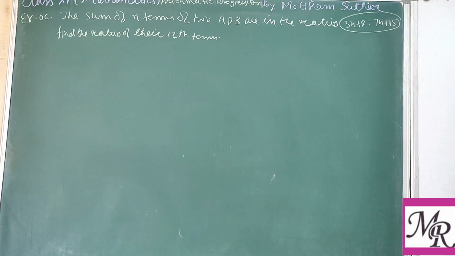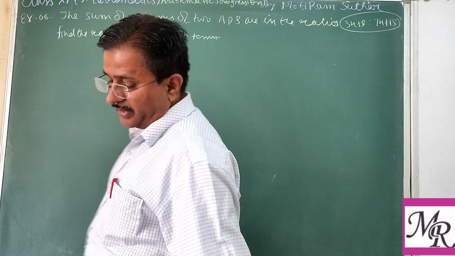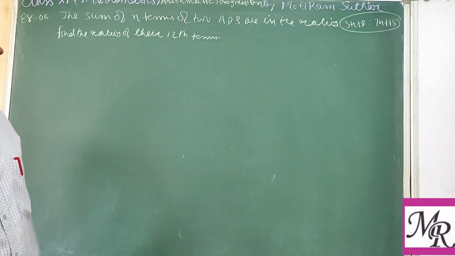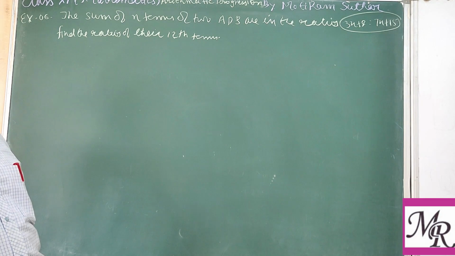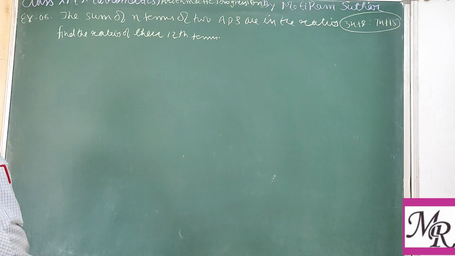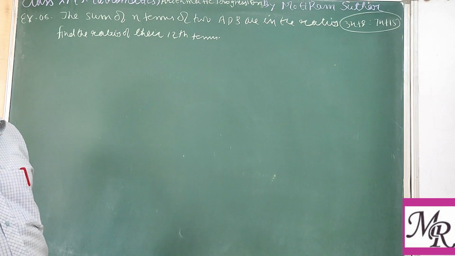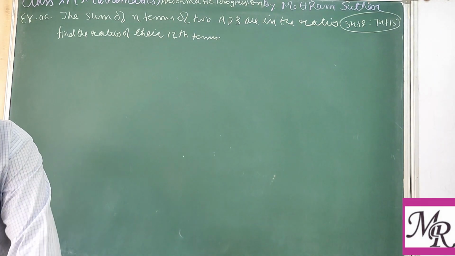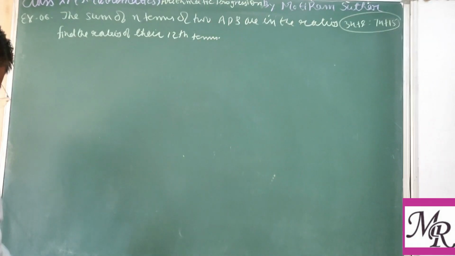The sum of n terms of two APs are in the ratio 3n plus 8 to 7n plus 15. Find the ratio of their 12th terms. So here we can suppose the first term and the common difference.